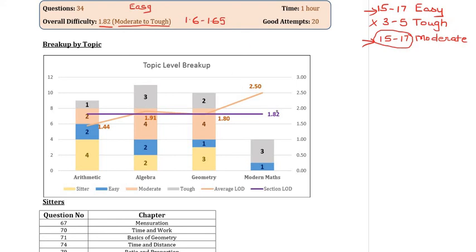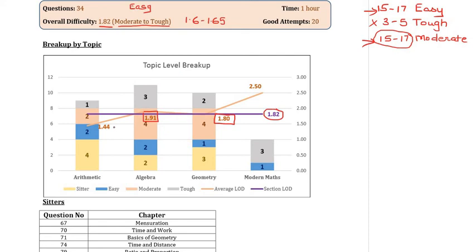If we see, as we said, the overall difficulty for the section was around 1.8. Clearly looking at these four sections, geometry was the most representative because it was nearly at par with the section, so it was the most balanced of the sections. Similarly, when I look at algebra, slightly tougher than the section. So obviously, if these two were more or less balancing each other out, there had to be one section which was significantly tougher and one which was significantly easier.